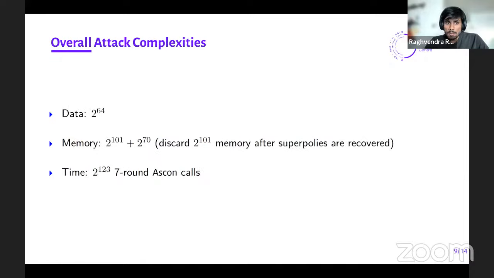So in terms of attack complexities, we require 2 to the power 64 data, 2 to the power 101 memory, and 2 to the power 123 7-round ASCON calls. And we note that this memory 2 to the power 101 is only used once. Let's say we are repeating the experiment again, then we don't need this memory. We only need to store the super polys.